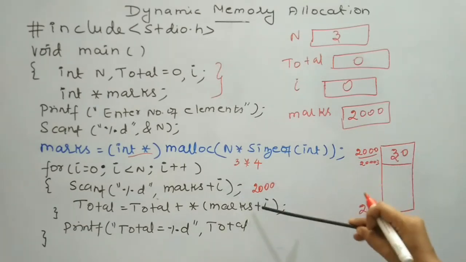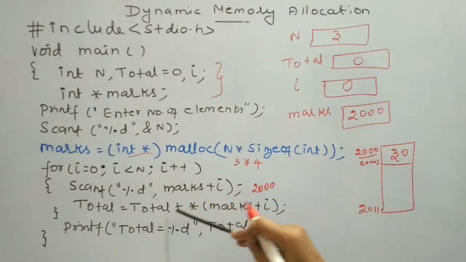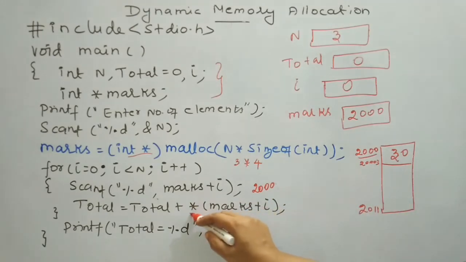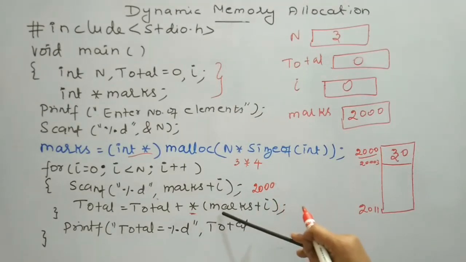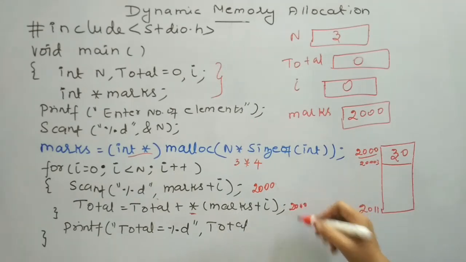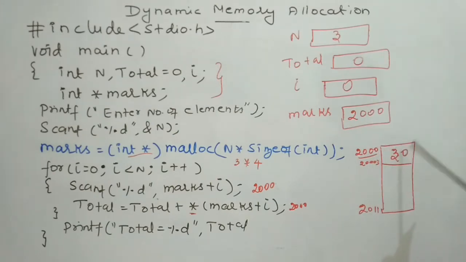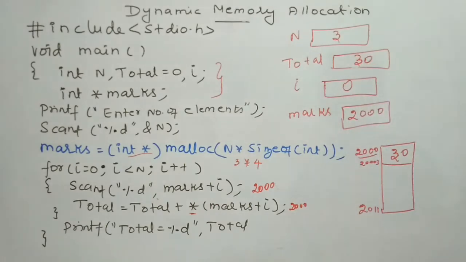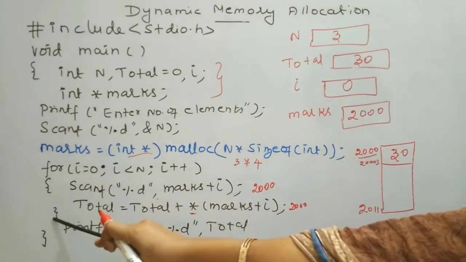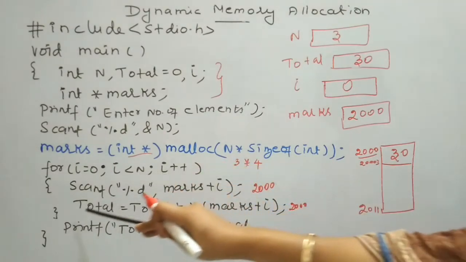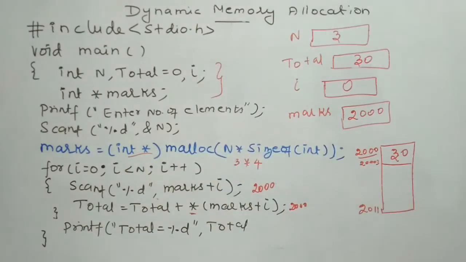The next statement executed inside the for loop is total is equal to total plus star of marks plus I. What does the star symbol specify? It specifies the indirection operator. This indirection operator fetches the value stored in this memory address, that is 2000. What is the value stored in memory address 2000? That is 30. 30 is added to total. Then control transfers back to the starting point of the for loop, and until this condition is satisfied, control will jump back to the starting point.